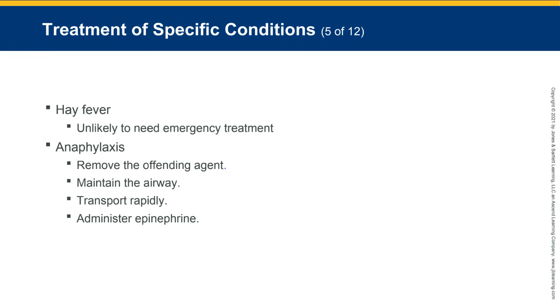Anaphylaxis is a life-threatening condition. Remove the offending agent, maintain their airway, and transport rapidly. First-line treatment is epinephrine, but if they need oxygen, give oxygen, then get your epi ready. Bottom-end treatment is going to be an antihistamine, DPH. But you never give an anaphylactic patient DPH first. That's not going to solve the problem.